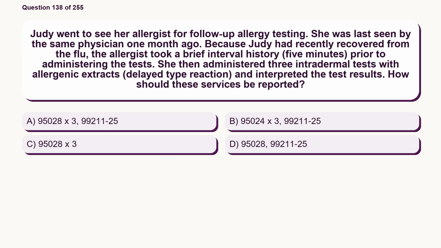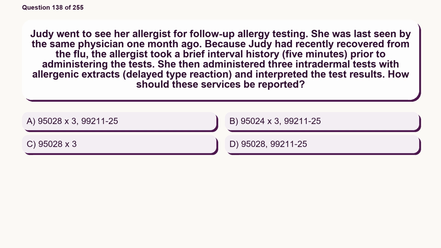Question 138. Judy went to see her allergist for follow-up allergy testing. She was last seen by the same physician 1 month ago. Because Judy had recently recovered from the flu, the allergist took a brief interval history, 5 minutes, prior to administering the tests. She then administered 3 intradermal tests with allergenic extracts, delayed type reaction, and interpreted the test results. How should these services be reported?